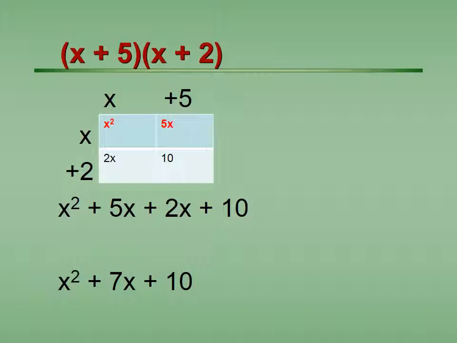I do a box method where it's like in biology where you use the Punnett squares. My first binomial goes on top, so x plus 5, and my second goes to the side, x plus 2. And then I go ahead and multiply. X times x is x squared, x times 5 is 5x, x times 2 is 2x, 5 times 2 is 10. Then I write out all those terms. I get x squared plus 5x plus 2x plus 10. And I combine like terms. 5x plus 2x is 7x, and I get my final answer.